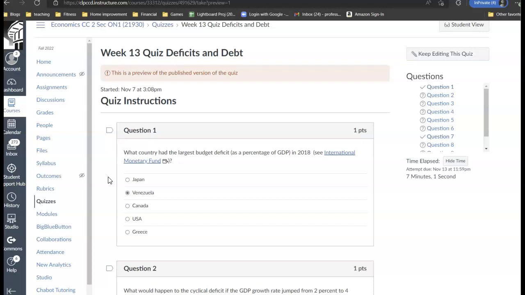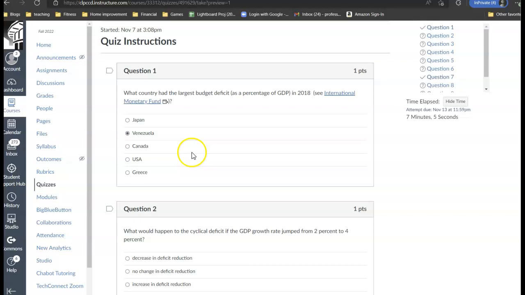This quiz is going to cover Chapter 12, Deficits and Debt. And the very first question is pretty straightforward. I give you a link. It's kind of a data hunt question. And when you click on this link, I'm asking you to find the country with the largest budget deficit as a percentage of GDP in the year 2018.